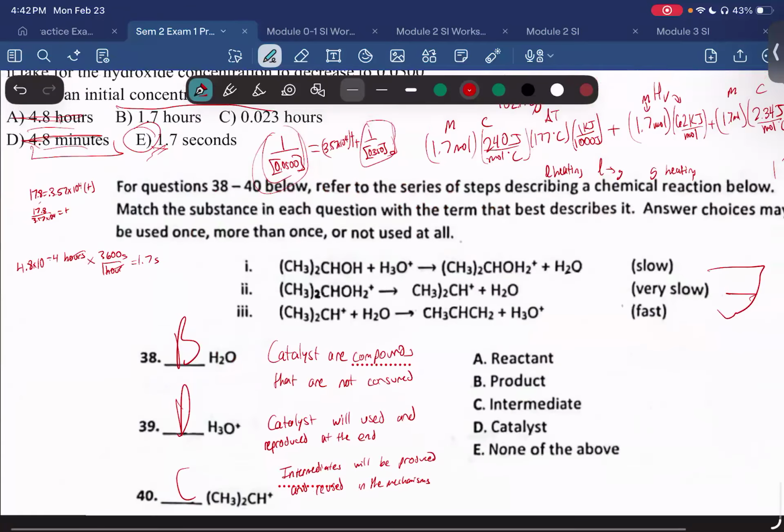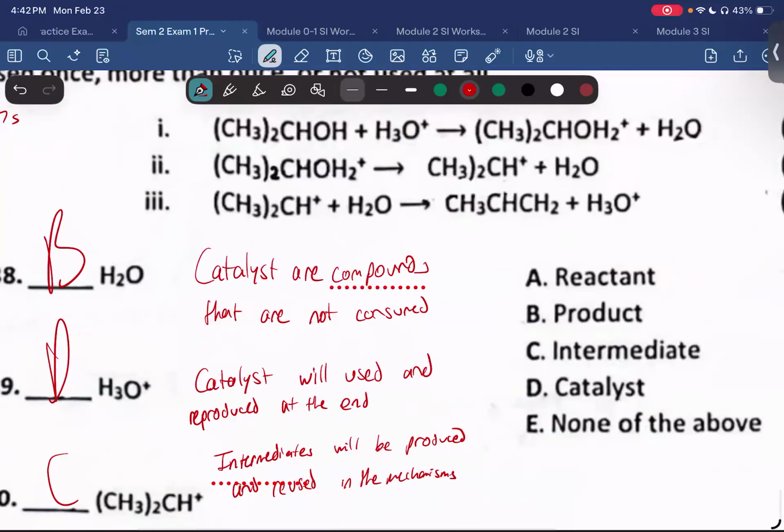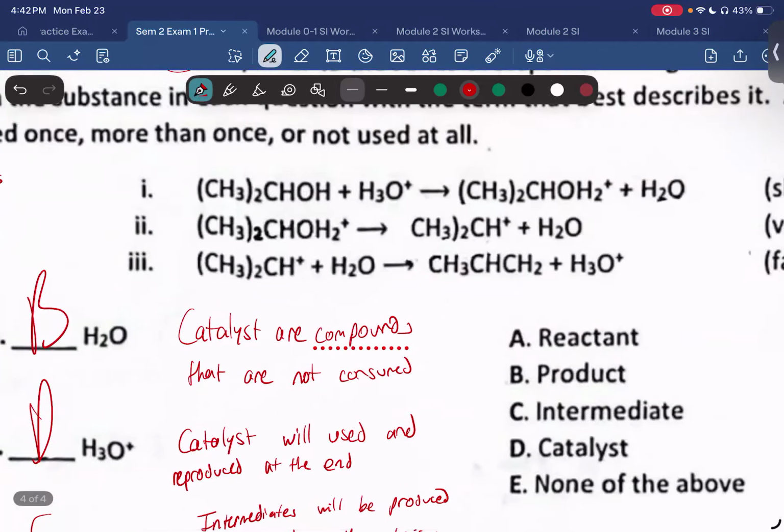One is getting used and then reproduced at the end, and the other one is getting produced but then reused in some reaction mechanism. So they're basically opposites. Like we see here with hydronium, this is getting used in the beginning or sometime, and it's getting reproduced at the end. There's no other places where hydronium is, and as a result, that must be a catalyst, if you think about the reaction mechanism.